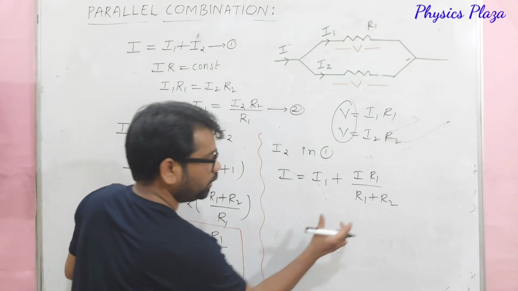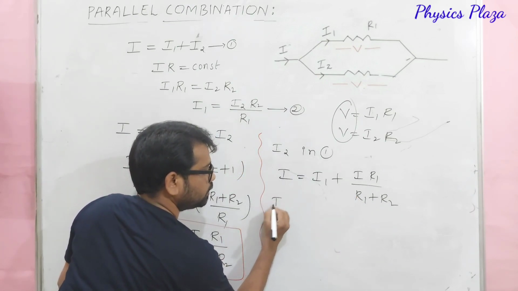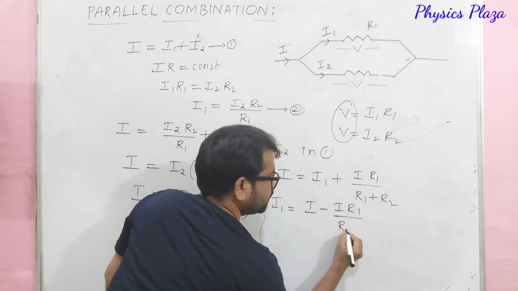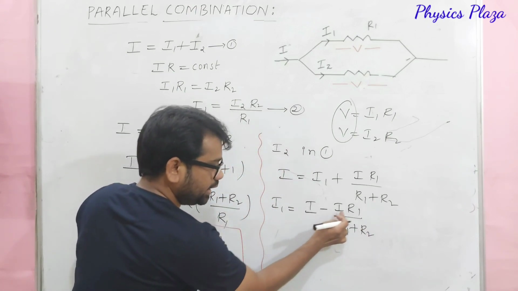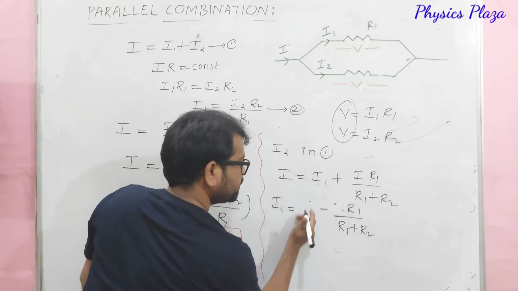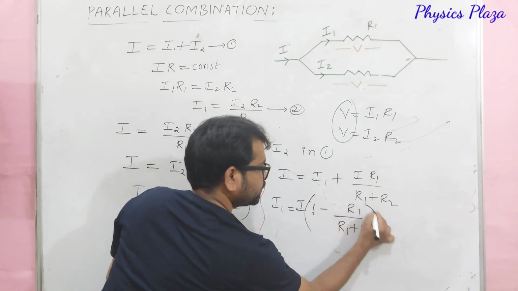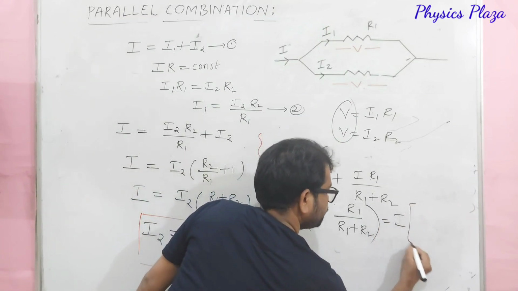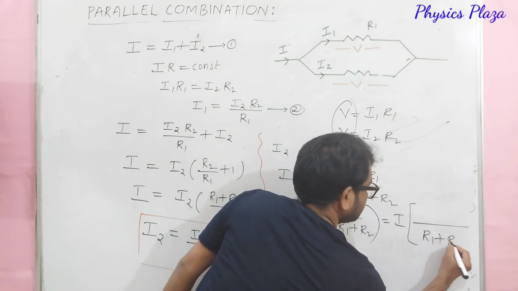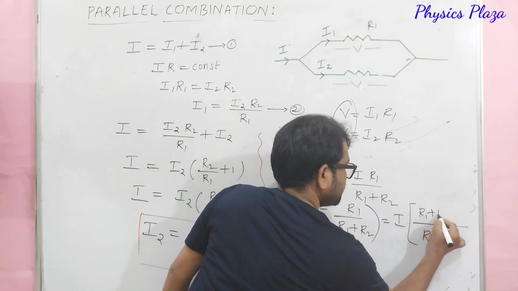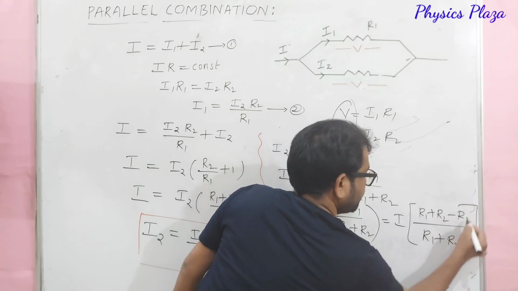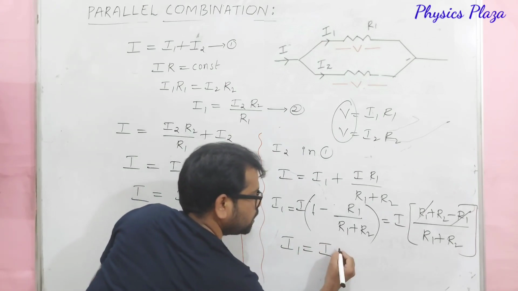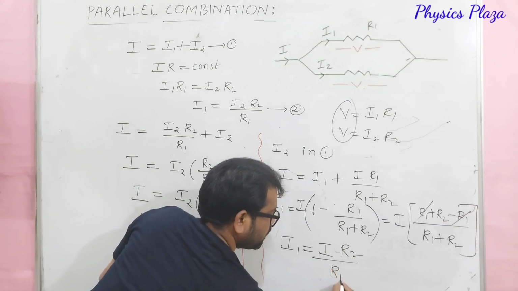Now let us take this term to the left side, then it will become I1 is equal to I minus I into R1 by R1 plus R2, right? Here we can take I as common. Dear children, what will it become here? I into 1 minus R1 by R1 plus R2. You take the LCM here, what do we get? I into R1 plus R2 minus R1, so R1 gets cancelled. Then I1 is equal to I into R2 by R1 plus R2.